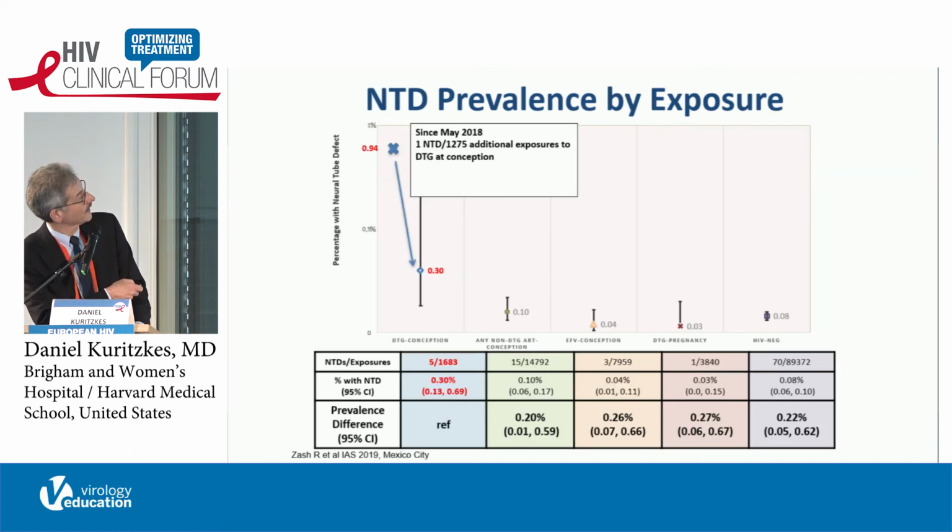And what you can see is that the rates of neural tube defects decreased dramatically from 0.94 to 0.3, whereas the other rates remained essentially stable. So they had only a single additional neural tube defect in the subsequent 9 months of data collection. This remained statistically significantly greater than the other regimens, but it's really a much lower rate overall.